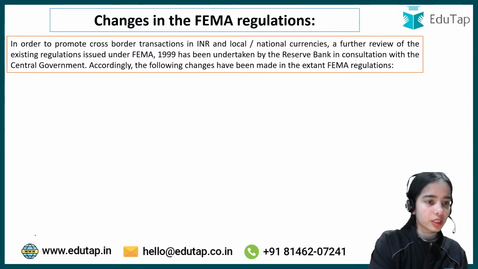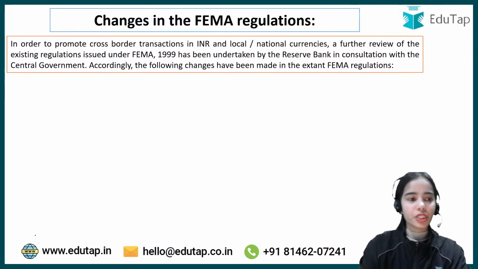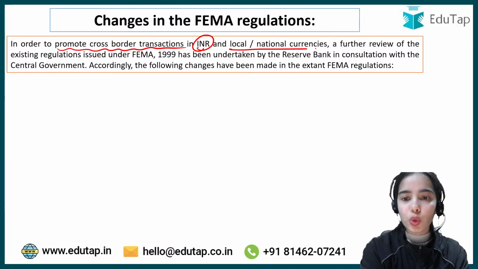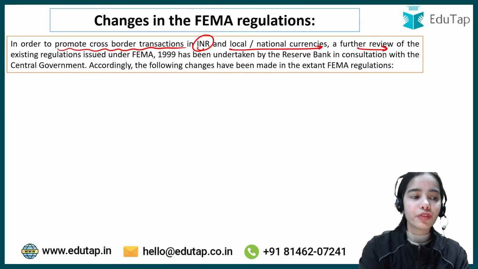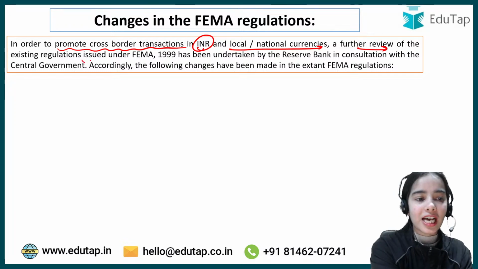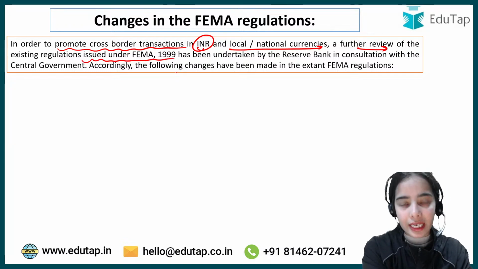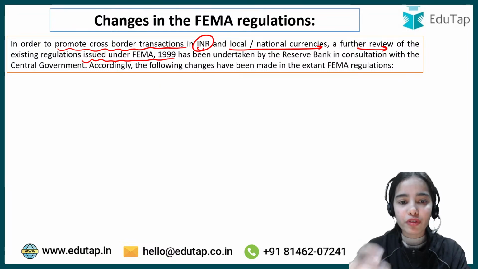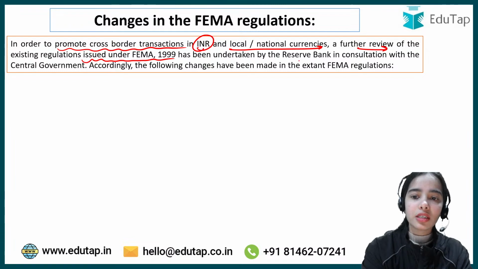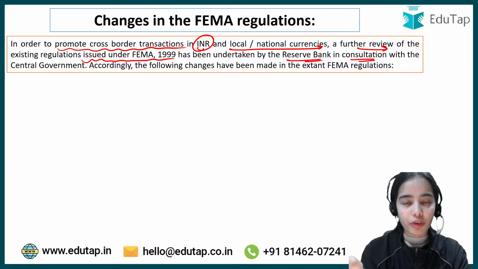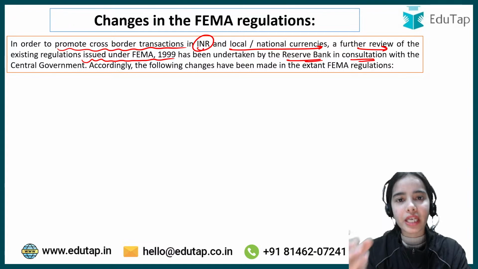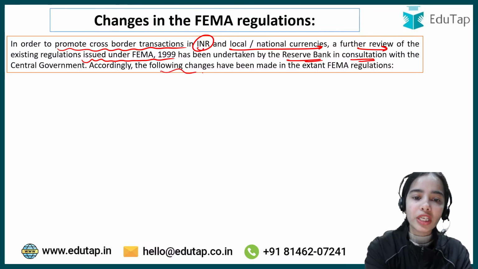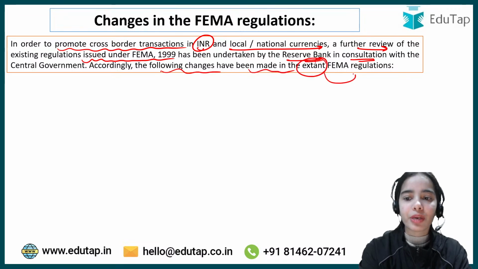Now coming to further changes in FEMA regulations. In order to promote cross-border transactions in Indian rupees and the local or national currencies, a further review of the existing regulations has been issued under FEMA 1999. So the Foreign Exchange Management Act regulations have been further reviewed, and the RBI, in consultation with the central government, has made changes and brought in amendments to the FEMA regulation. Accordingly, the following changes have been made in the existing FEMA regulations.